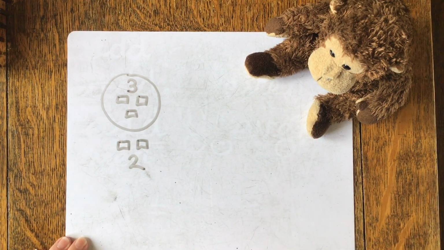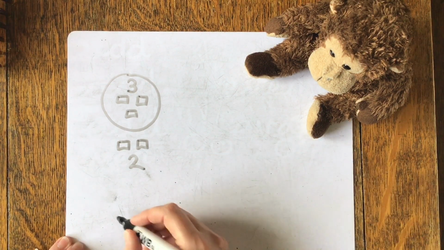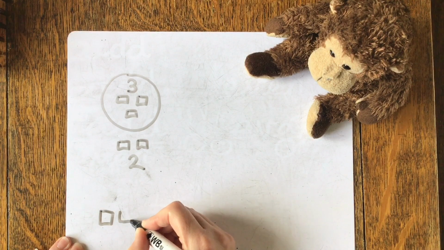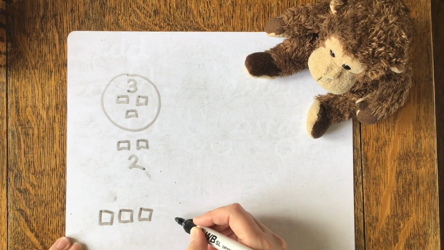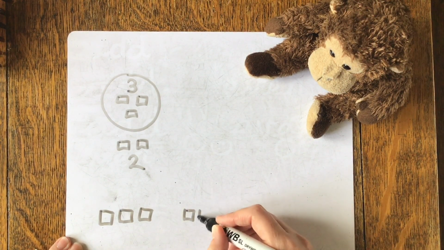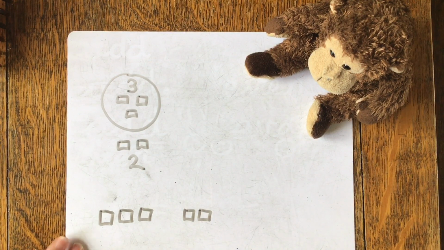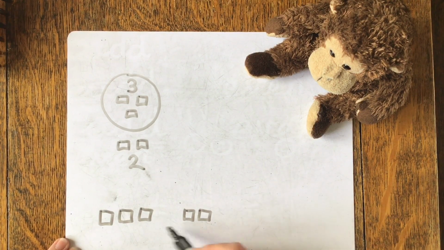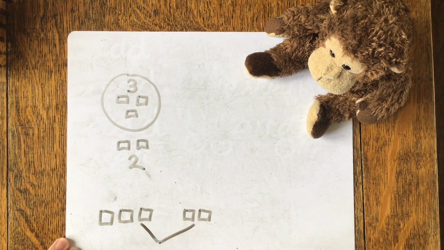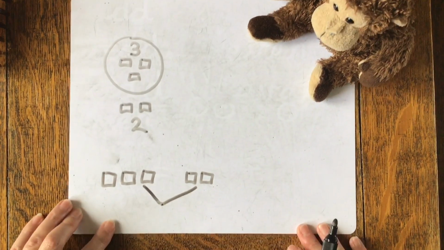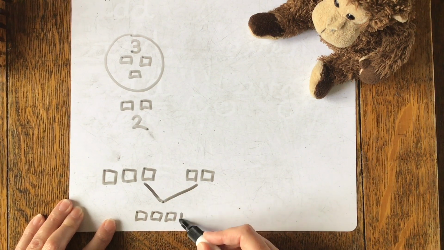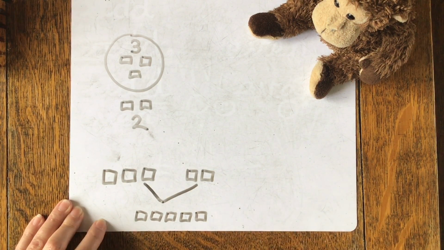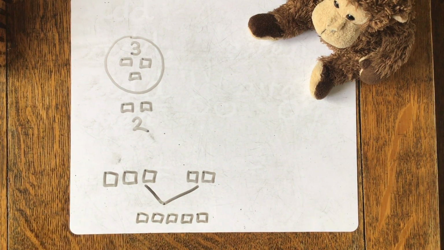I wonder how else I could record it. Oh, I might draw it this way. So I might draw 1, 2, 3 beanbags, and then I'm going to draw my 2 beanbags here, 2 beanbags. So I've got 3 beanbags and 2 beanbags, and then together I'm going to draw my lines to make them come together. That made my 5 beanbags. 1, 2, 3, 4, 5. I wonder how you'll record what you found out.